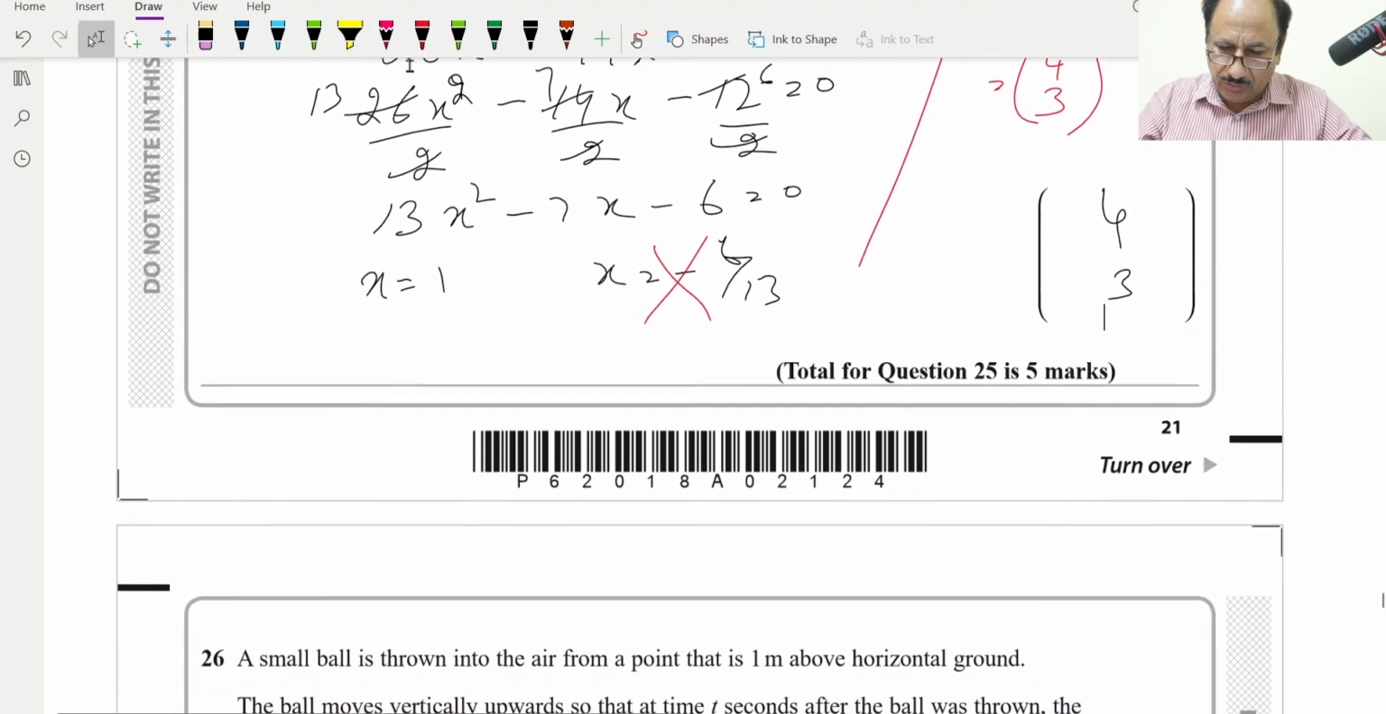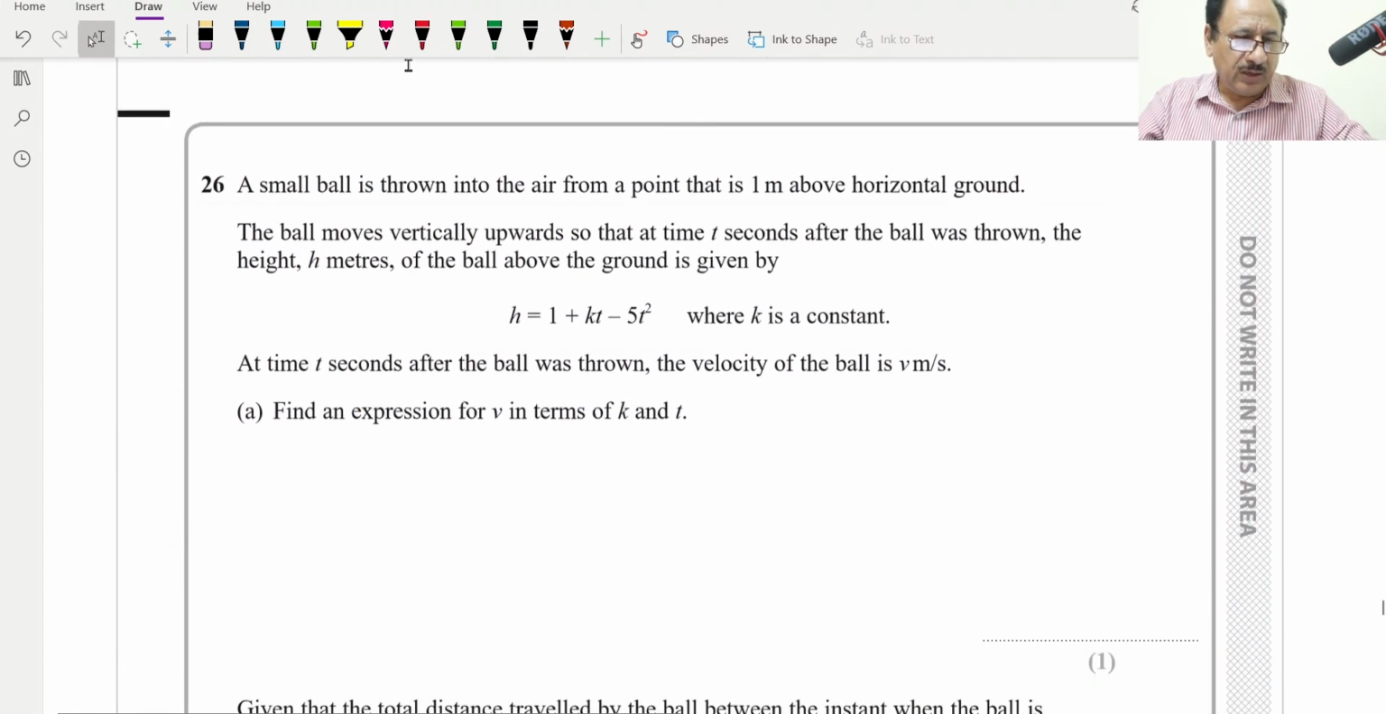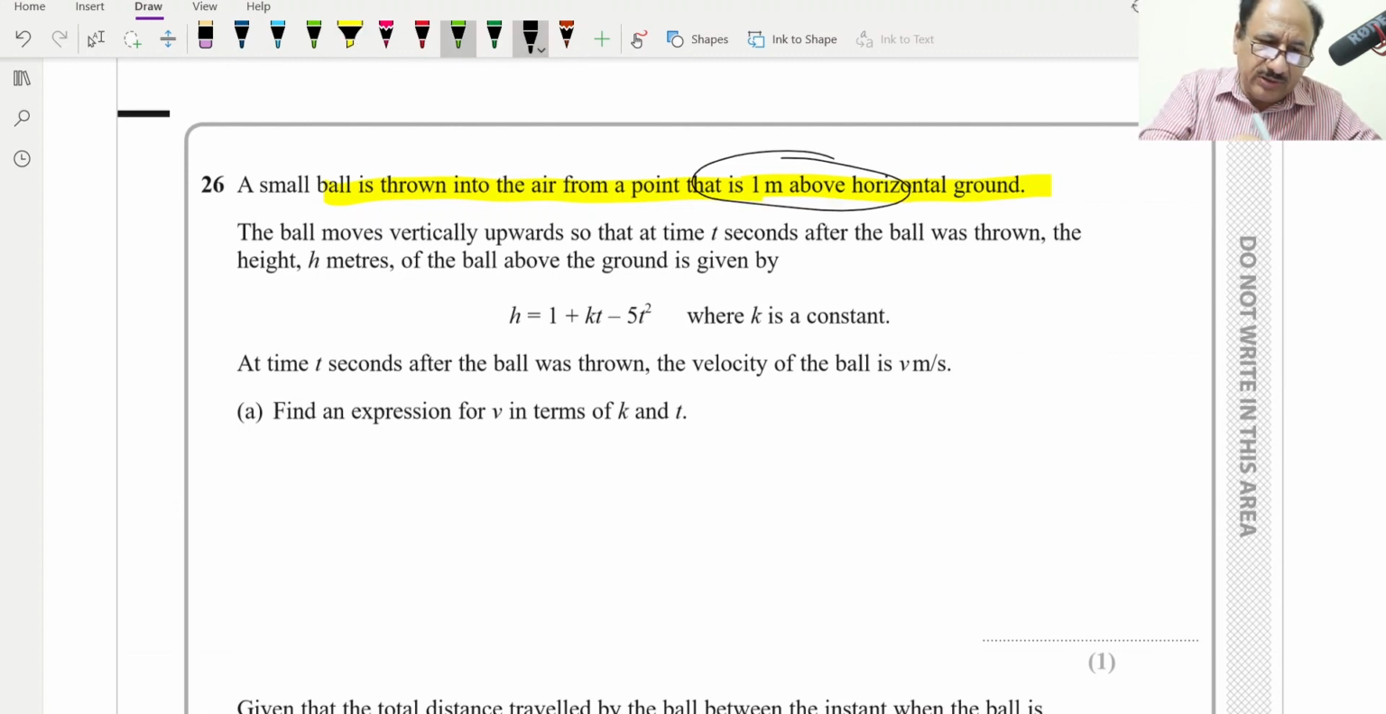Hopefully you understood this. Now the last question, 26. A small ball is thrown into the air from a point that is 1 meter above horizontal ground. So it is 1 meter already above the horizontal ground.